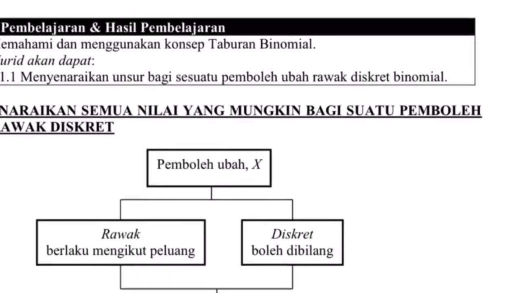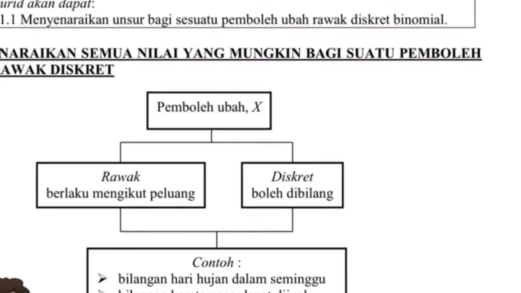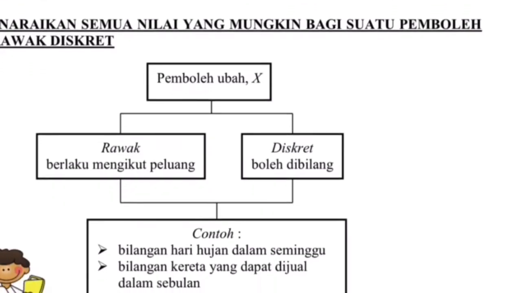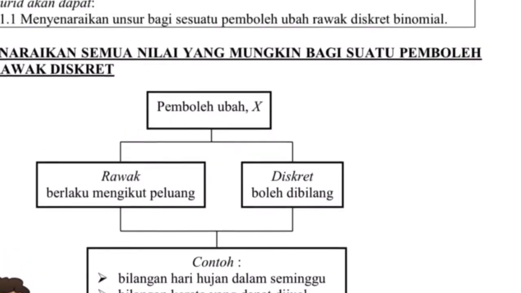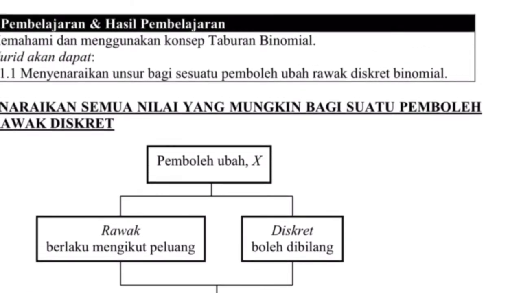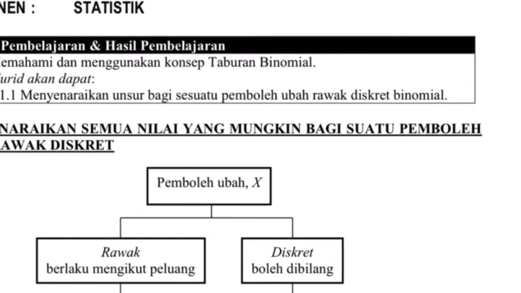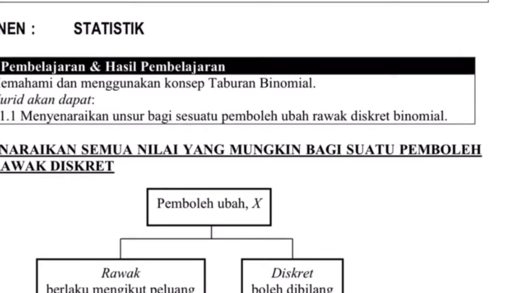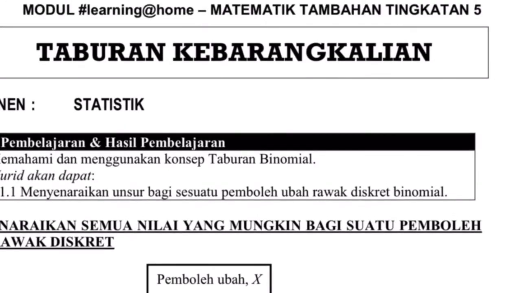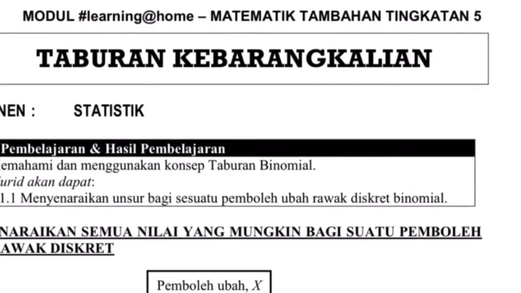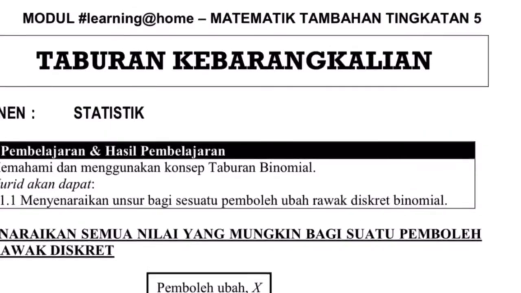For binomial distribution, we have discussed this in my previous video. We have the discrete random variable, remember? We have the countable variable, whereby the variable is an integer. Probability distribution is under the statistics component, so it's considered quite easier compared to other topics. Today we will focus on normal distribution.